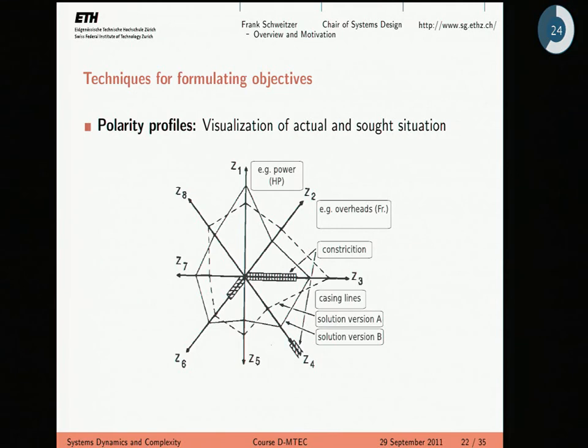Polarity profiles, you would probably see this a lot, and you've probably seen this a lot. You put all your objectives into kind of an n-dimensional space, and each arrow here corresponds to an objective. And then you evaluate the importance of each objective, and with this, you can analyze your current situation and where you want to be. So if you imagine that the solid line is your current situation and the dotted line is where you want to be, you immediately see basically how to focus your efforts.